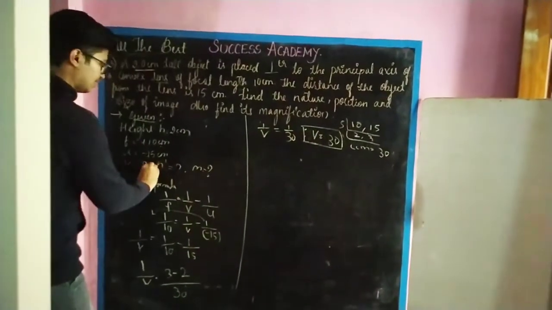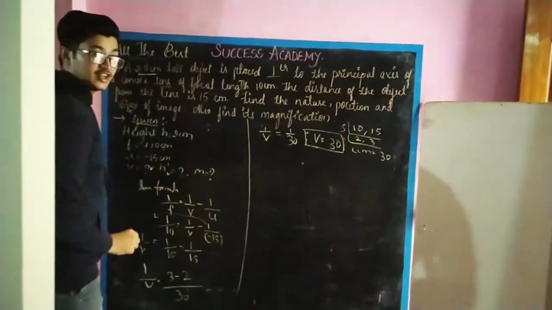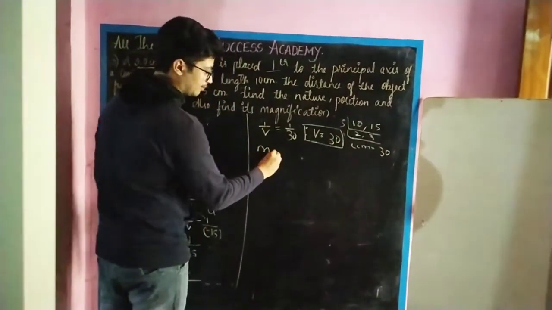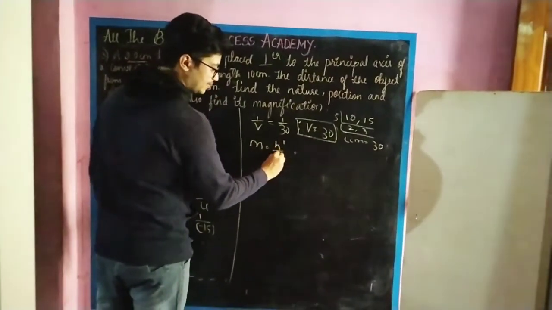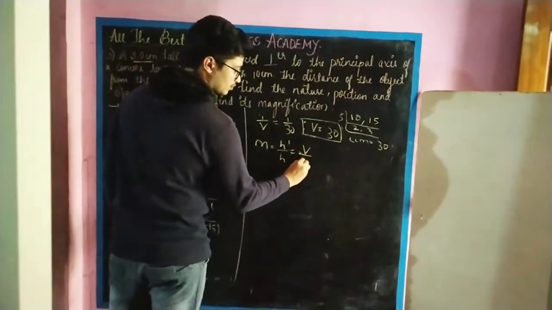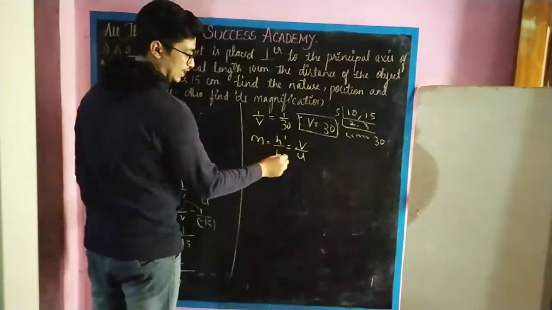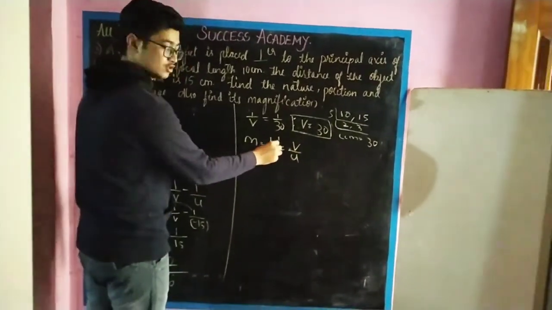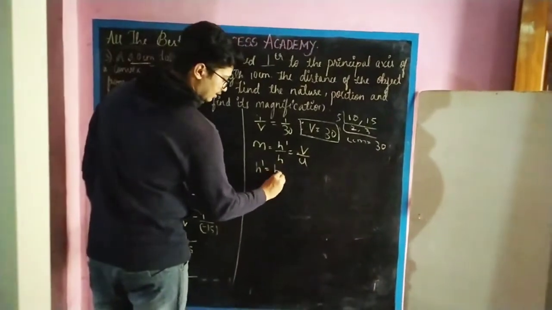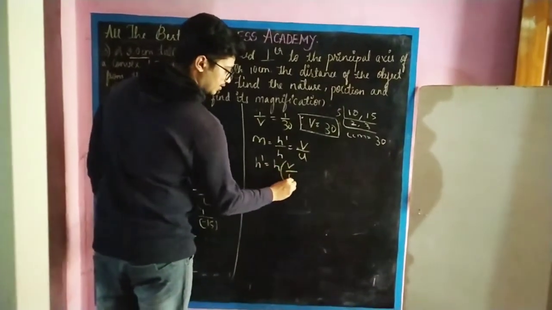We have to find it. And next we have to find the height of the image. Height of the image. You know the magnification formula. M is equal to h dash by h. It is equal to v by u. We know the value of v, u and h. So we can easily find out h dash. H dash is equal to h into v by u.